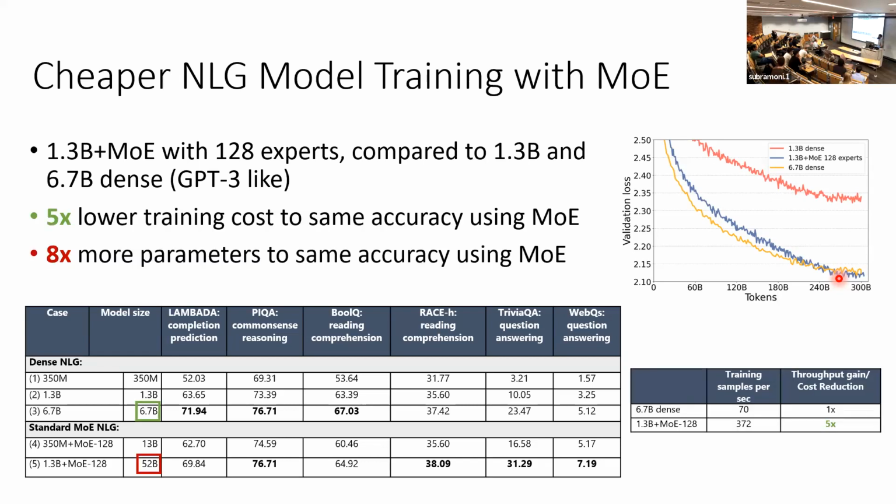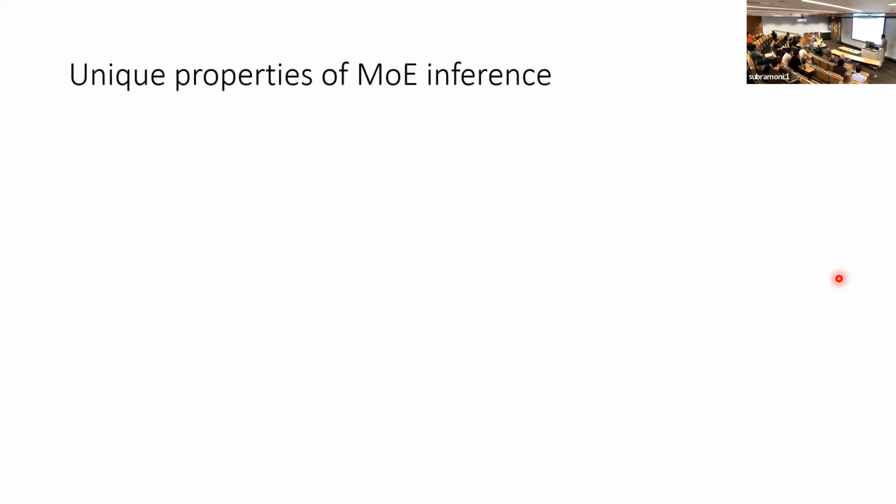This is going to come next. So that's the immediate question everyone's like, oh, we have 8x more parameters. It's going to be dead slow to inference. Who wants to use MOE? And that's the kind of thing that we explored.